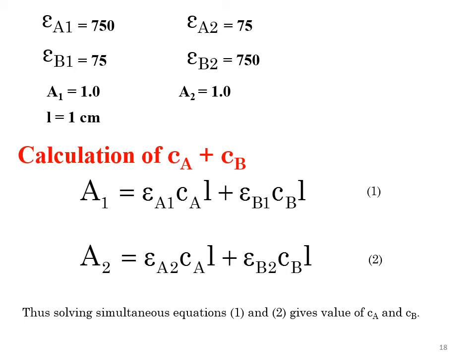If we have all these values, then we can calculate the value of CA and CB by using the equations 1 and 2 which are shown over here again.